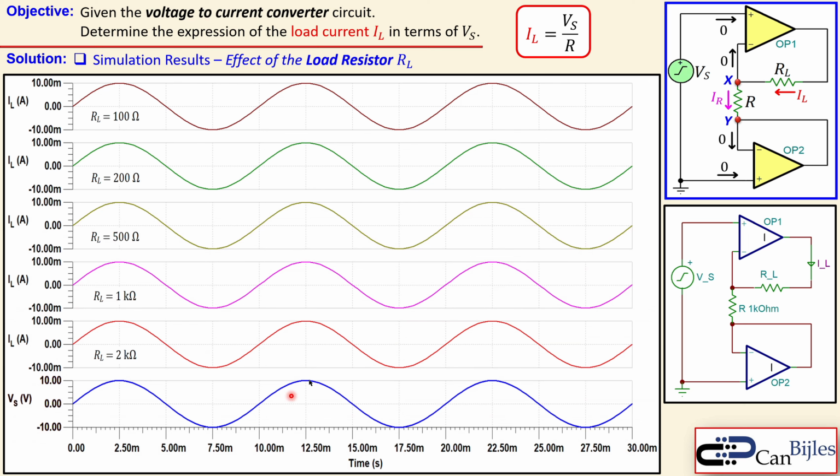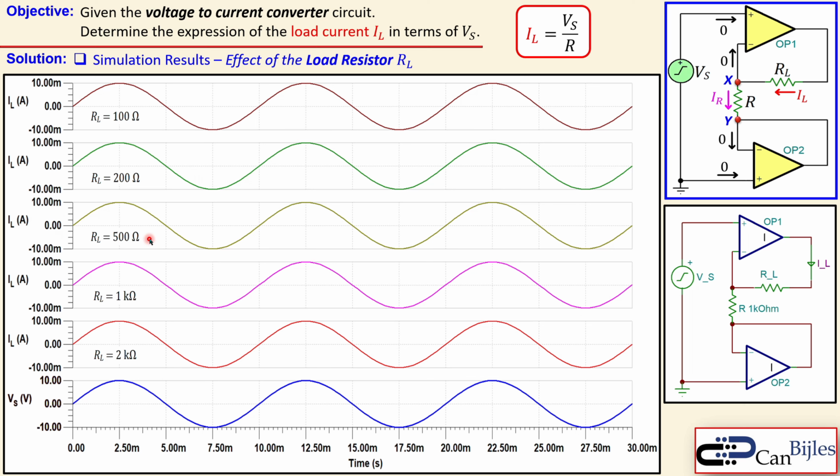Again, the blue graph is our input voltage, still the same, 10 volts peak, so 20 volts peak, and 100 hertz as the frequency. Let's go from top to bottom. You see here this brown color, which is for the load resistor of 100 ohms. What you see is the peak value is 10 milliamps, and also minus 10 milliamps for the minimum. But if I go up with the load resistor to 200 ohms, it doesn't change, still the same.